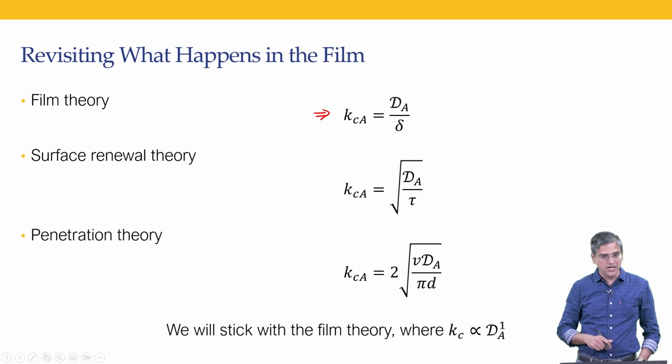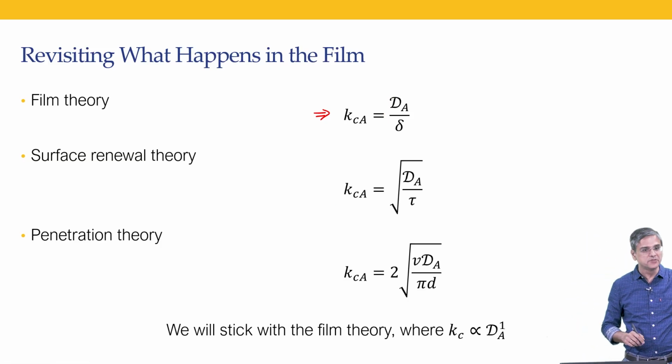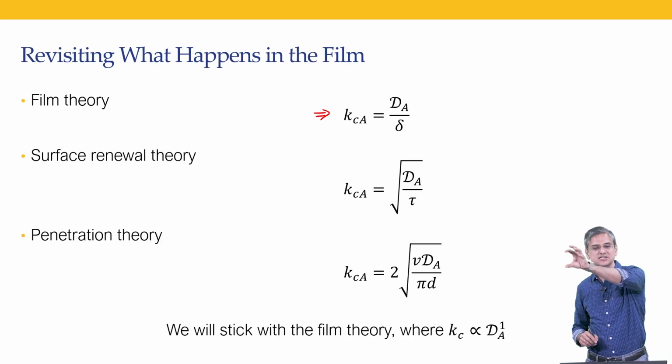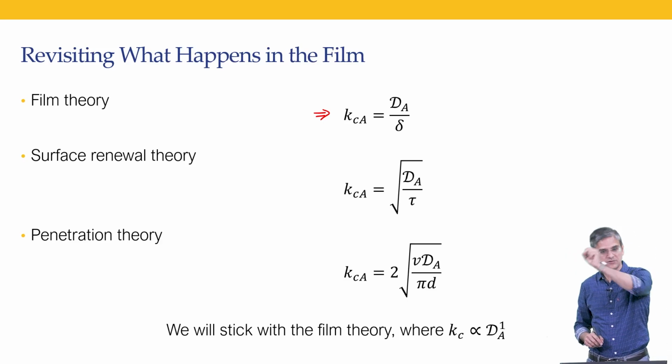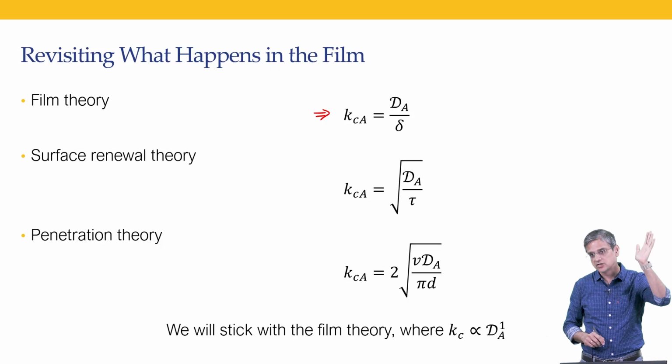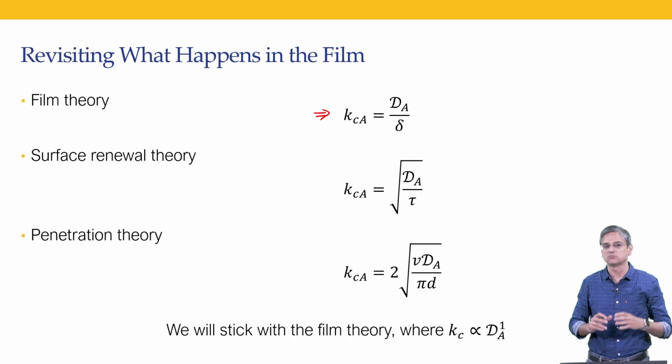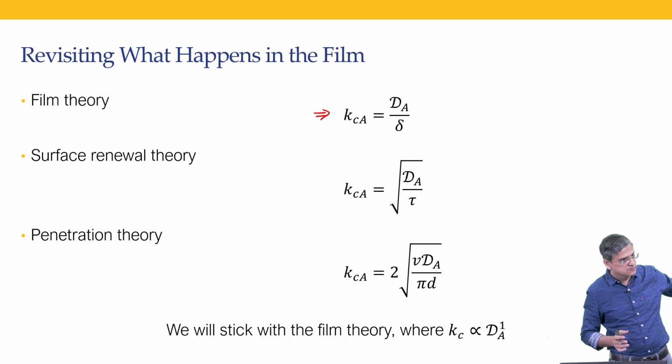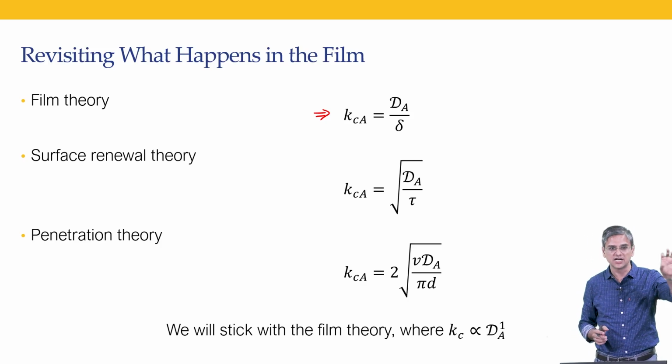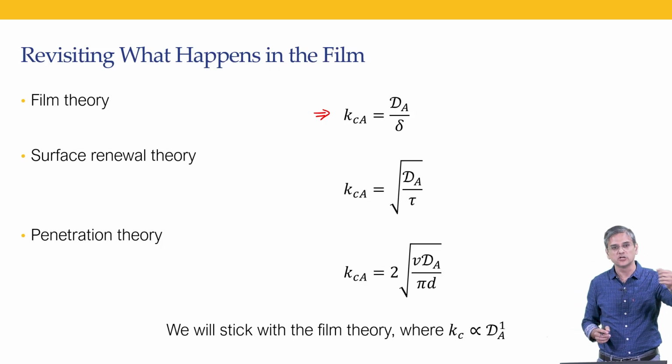One is the film theory. What is the assumption behind the theory? The molecule traverses a distance of delta. What's pushing it? The concentration difference. How much is it going to be pushed? Based on the diffusivity. Diffusivity determines how fast that particular set of molecules move.